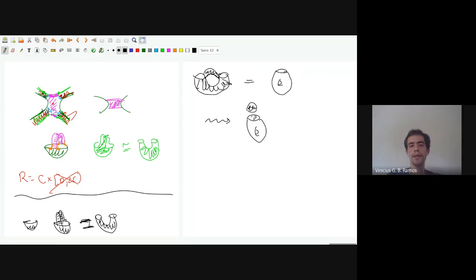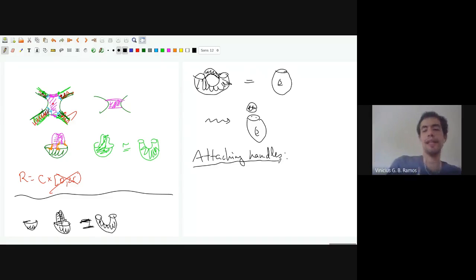Okay, so let's streamline this. What is the process of attaching handles? The process is very simple if we understand this. I'm doing the thing backwards. I guess I could have said this is attaching handles, and going through a critical value is the same as attaching a handle, but I wanted to deduce what the handle is. So a handle is the following.